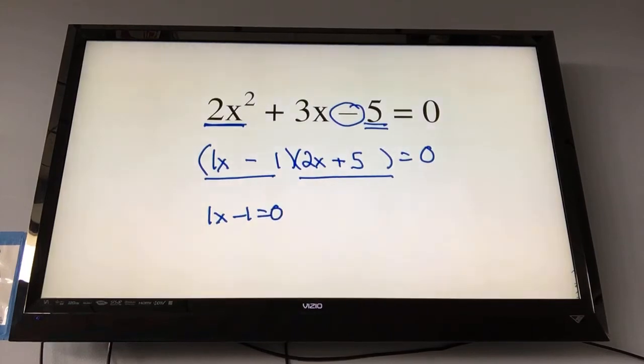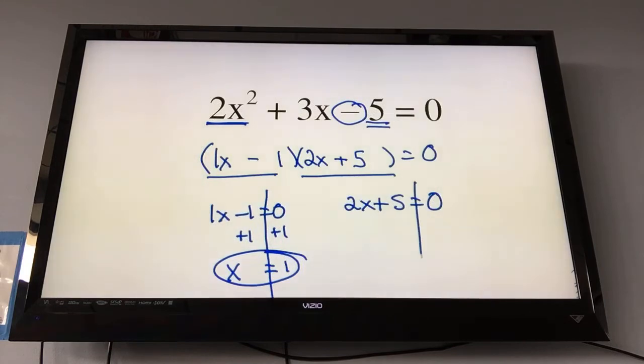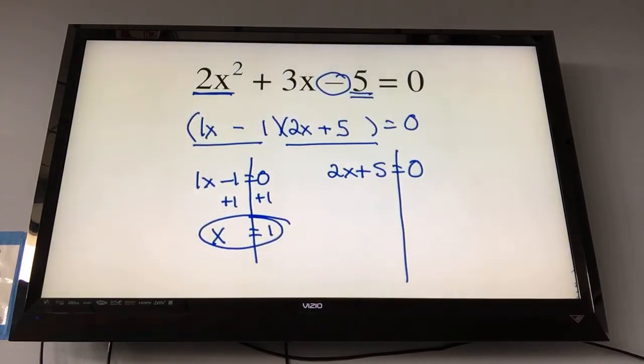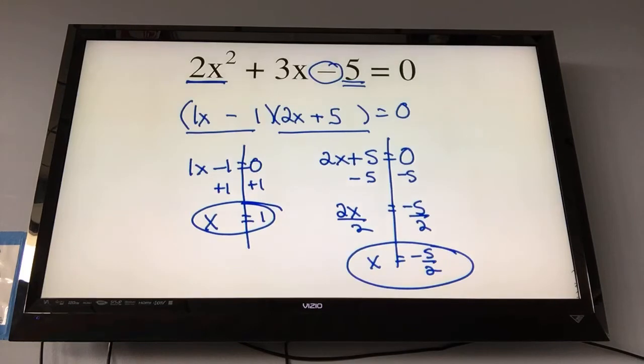I'm confusing myself. Okay, so we set each one equal to 0. And we solve. So here we're gonna add 1. So x equals 1. And then here we're going to subtract 5 and divide by 2. So positive 1, negative 5 halves.